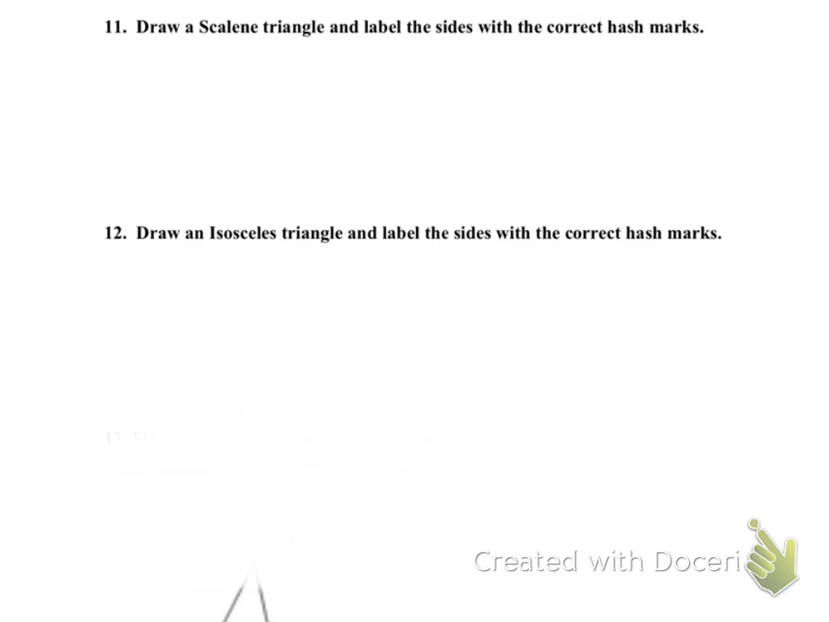So 11 and 12 want you to do some drawing. So this says, draw a scalene triangle and label the sides with the correct hash marks. Scalene means that there are no equal sides. So give yourself some kind of triangle and label it so that you are indicating to me that the sides are different lengths. That would be a scalene triangle.